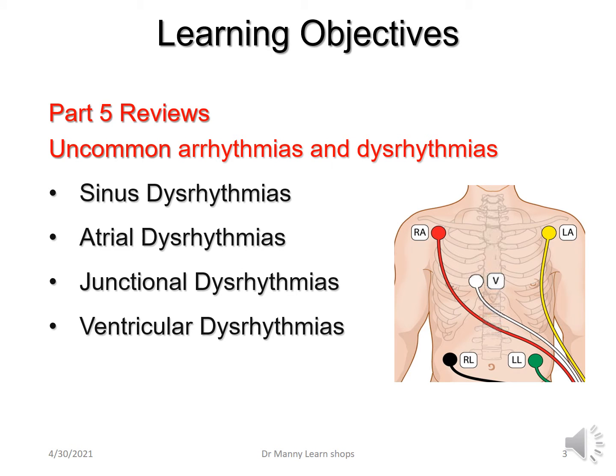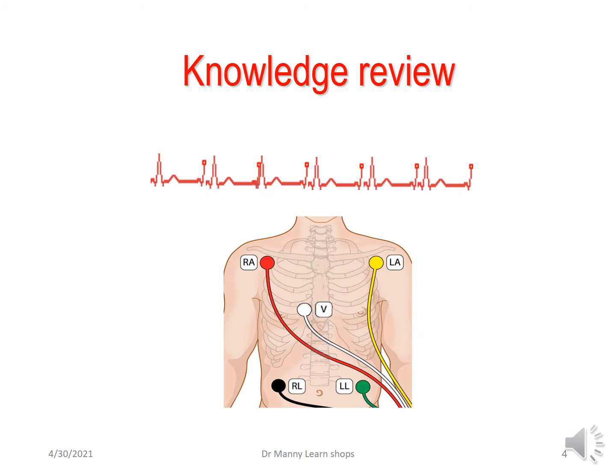So the learning objectives for this session are to look at uncommon arrhythmias and dysrhythmias, which could be sinus, atrial, junctional or ventricular. Let's review knowledge again for the last time.